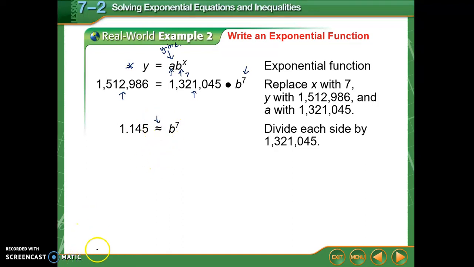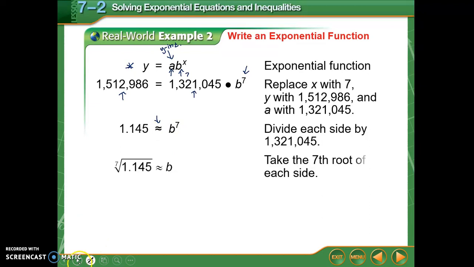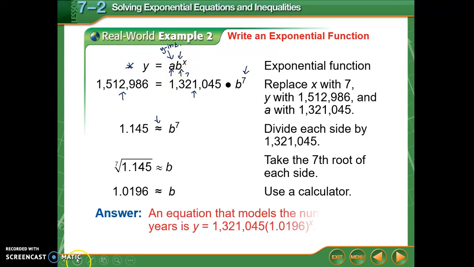So in order to get b by itself, I have to take the 7th root of each side, which you will use a calculator to do. And that gives me that b is about 1.0196. So now I can write my function because I know my b value. My b value here goes in here.